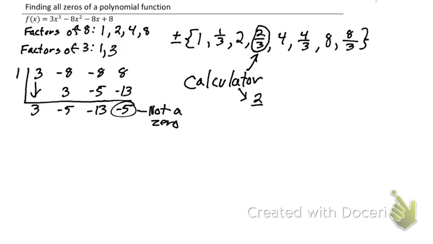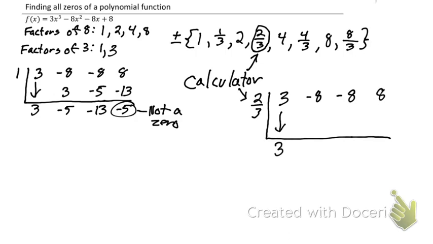We are going to use synthetic division. We still have 3, -8, -8, 8. I would carry down that 3. 3 times 2/3 is 6 divided by 3, which is going to be 2. I have -6. -6 times 2/3 would be -12 divided by 3, which is -4. -8 is going to be -12. -12 times 2 is -24, divided by 3 is -8. Guess what we have? It works.